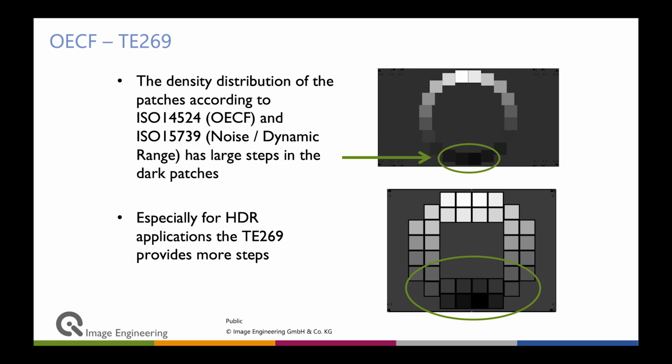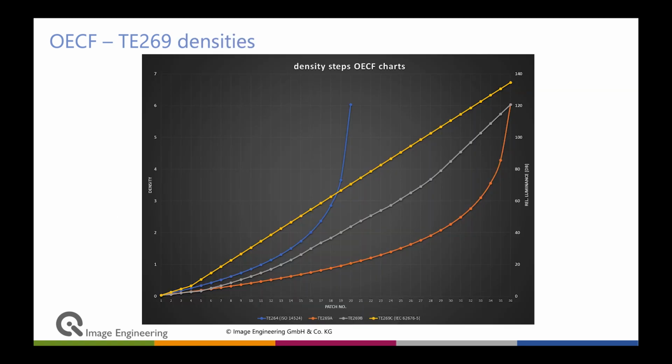But then we would recommend to use more patches, like 36 patches, and use a distribution of these patches that does not fully follow the ISO standard. That is, for example, our TE269, and there's the option B or C. In this plot, you can see the distributions of optical densities that you have. On the x-axis, you see the patch number. On the y-axis, you see the optical density.